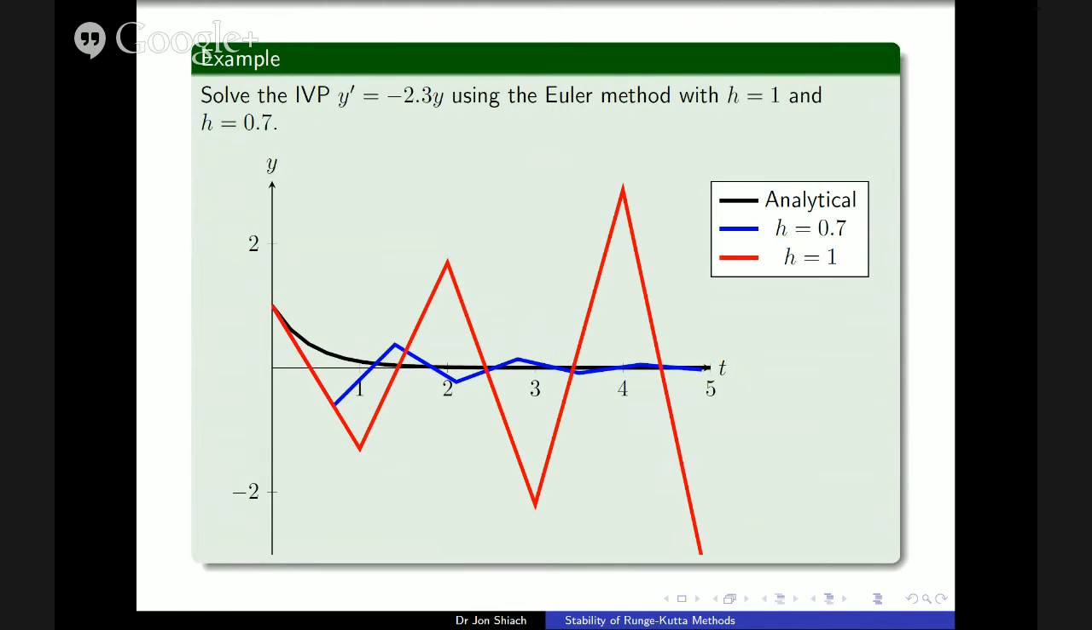If h is equal to 1, my z value is minus 2.3. That's outside the stability region. So you can see here, this red line is the same method using the step length 1. And as you can see, it's oscillating out and it's going to diverge. So the red line is an unstable solution. The blue line is a stable solution. So that's essentially what we're going to be doing. We want to derive that stability function but for our Runge-Kutta methods.